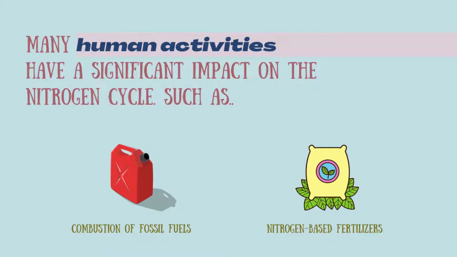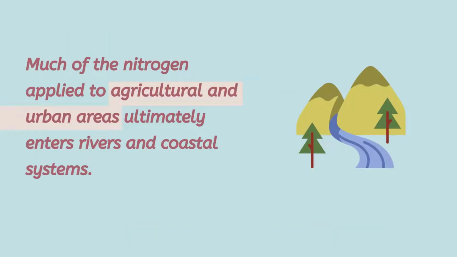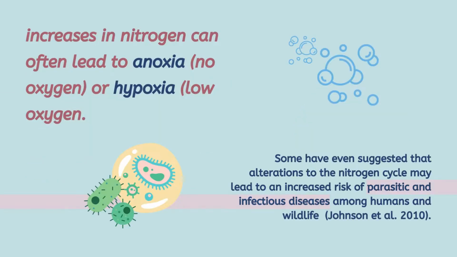Large changes in the availability of nitrogen can lead to severe alterations of the nitrogen cycle in both aquatic and terrestrial ecosystems. Much of the nitrogen applied to agricultural and urban areas ultimately enters rivers and nearshore coastal systems. In nearshore marine systems, increase in nitrogen can often lead to anoxia or hypoxia, altered biodiversity, changes in food web structure, and general habitat degradation.